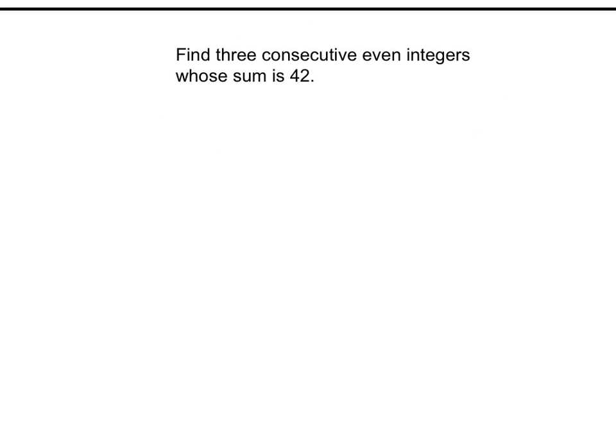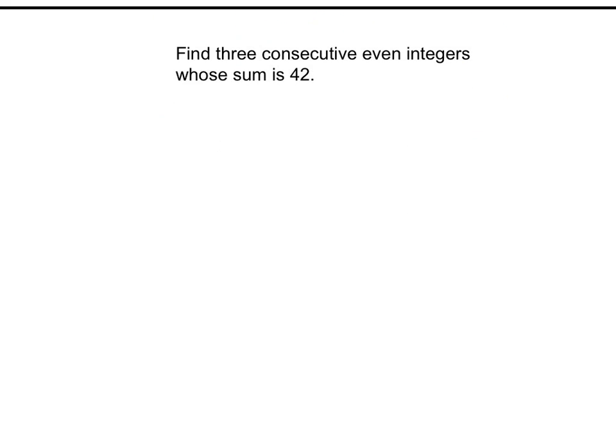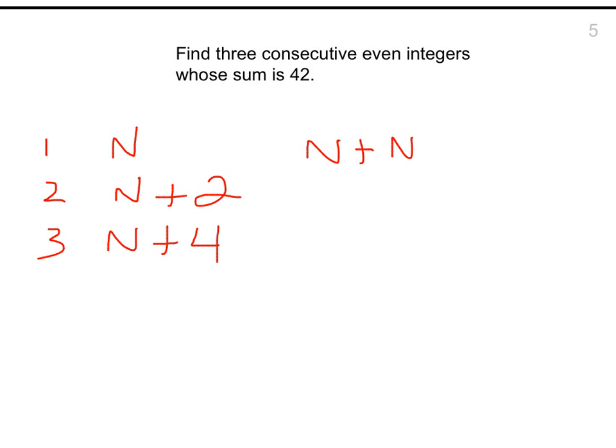Looking at this next one, here we have three consecutive even integers. So the first thing I do is there's my first one. My second one has to be 2 up. It's going to skip 1, so n plus 2. And then my third one is going to be n plus 4. So here's 1, 2, 3. And it says the sum of them all is 42. That means I'm going to add all three of them together. So I'm just going to write it out this way. n plus n plus 2 plus n plus 4 equals 42.